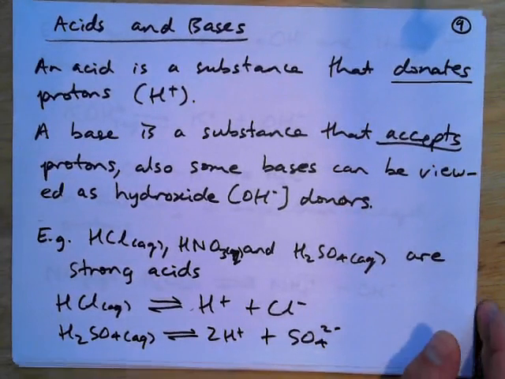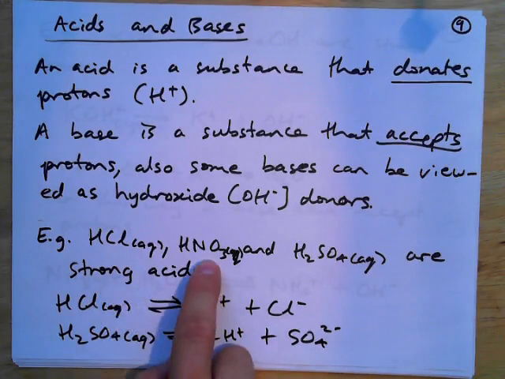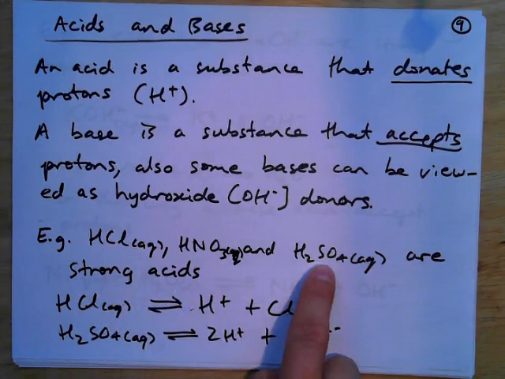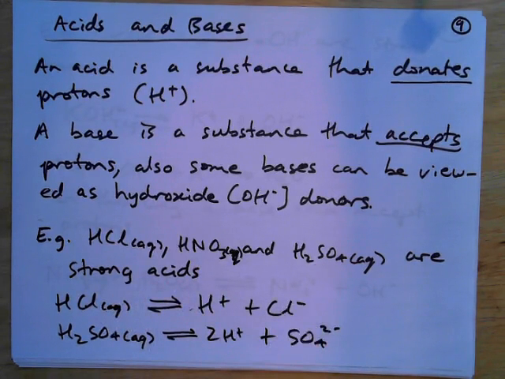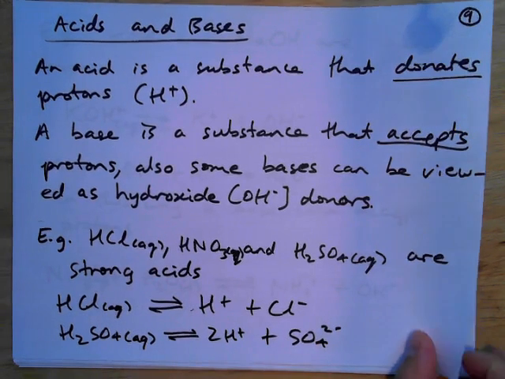So acids and bases. An acid is a substance that donates protons. A base is a substance that accepts protons. Also, some bases can be viewed as hydroxide donors. If you have a look at HCl, HNO3, which is called nitric acid, and sulfuric acid, H2SO4, they're strong acids. They dissociate readily, which means they dissociate to a large degree. So HCl is going to split up into H plus and Cl minus. H2SO4 can actually split up into two H pluses and a sulfate.